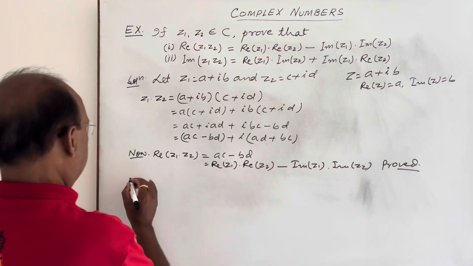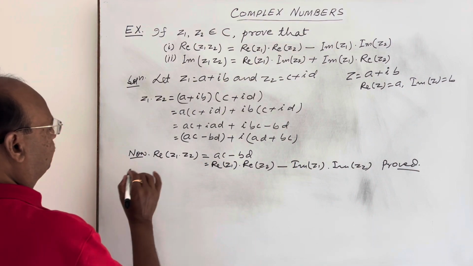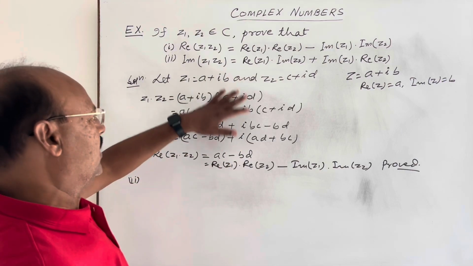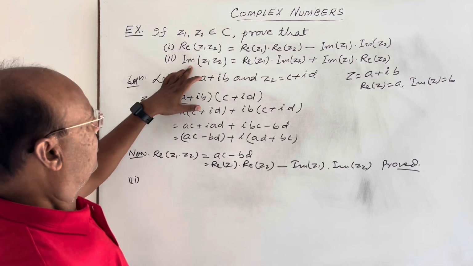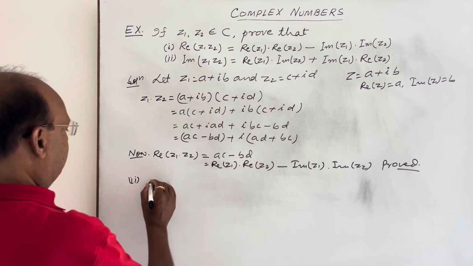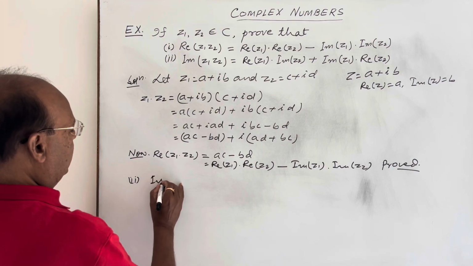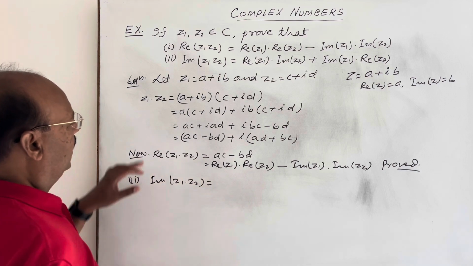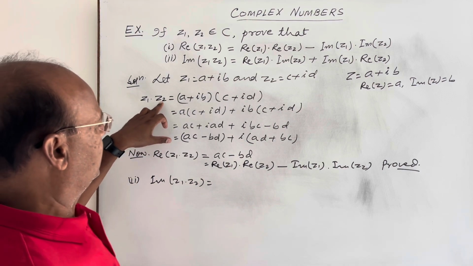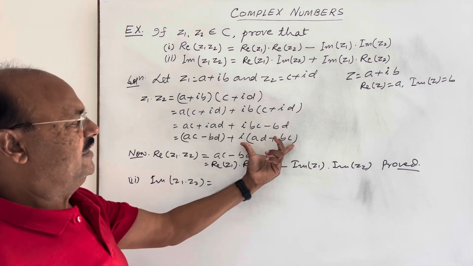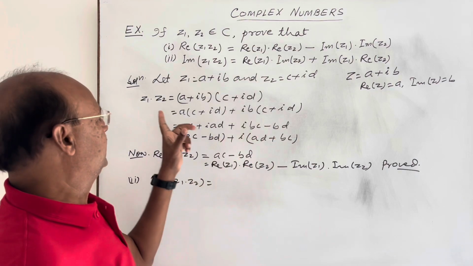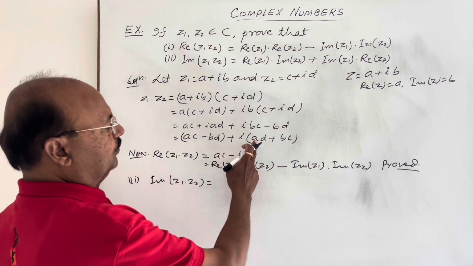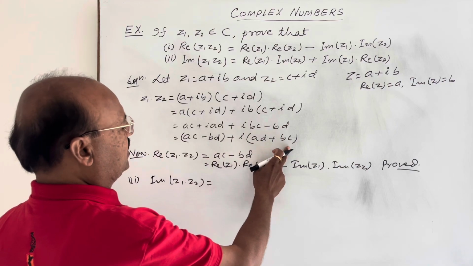Now let us discuss the second part. Up to this step, we have to do the similar process. Imaginary part of Z1 into Z2: in this multiplication of Z1 and Z2, this much is the imaginary part of Z1 into Z2. And this is equal to ad plus bc.